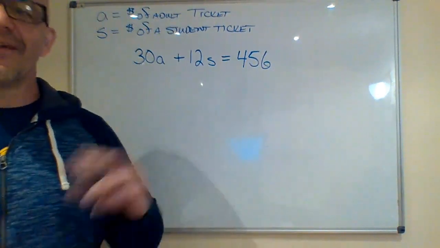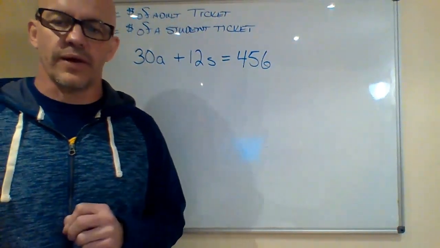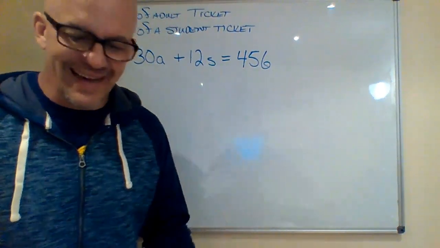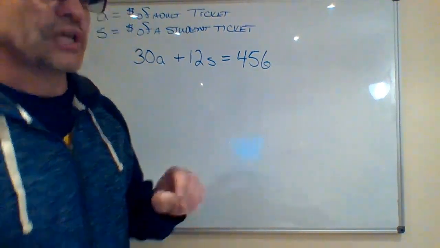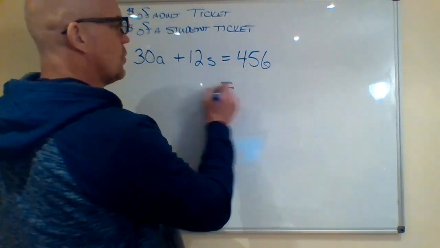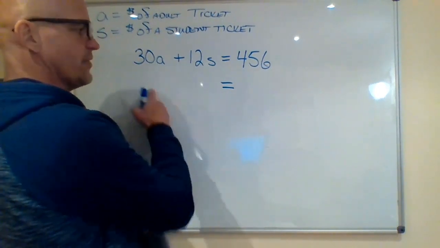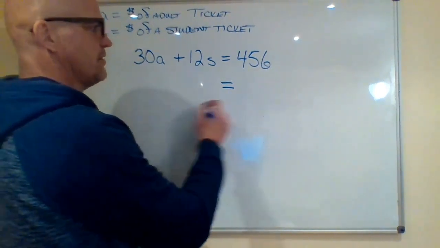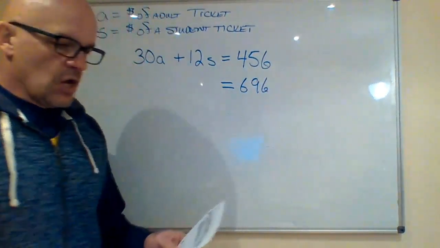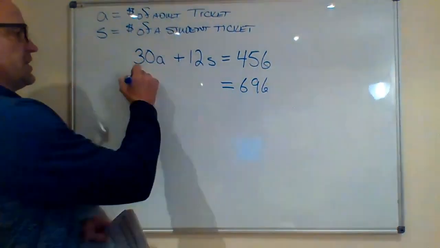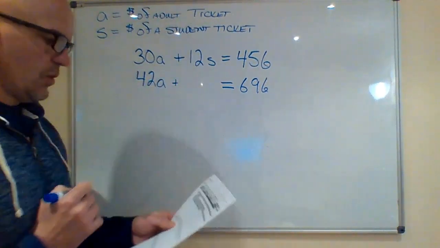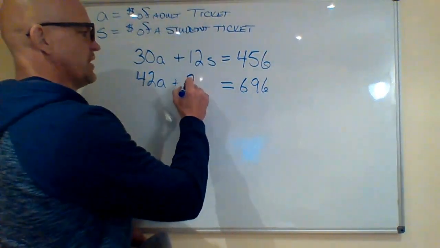Now, I can't solve that. I've got two variables. I need another equation. So this is where I'm going to set up my second equation, and that comes from the second day. It says the school took in $696 on the second day. So that means when I put my ticket prices together, or the amount of money I brought in on each ticket sale, that's going to equal $696. We sold 42 adult tickets, which will be 42A, and we sold 24 student tickets.